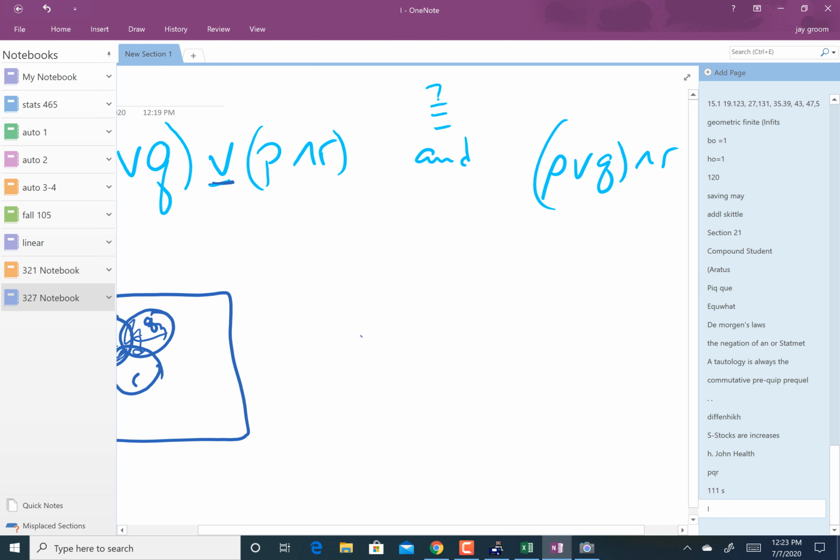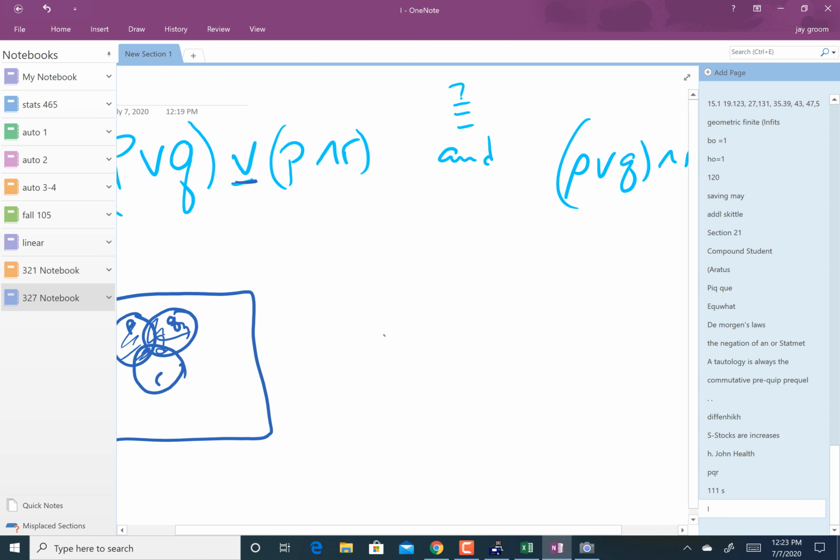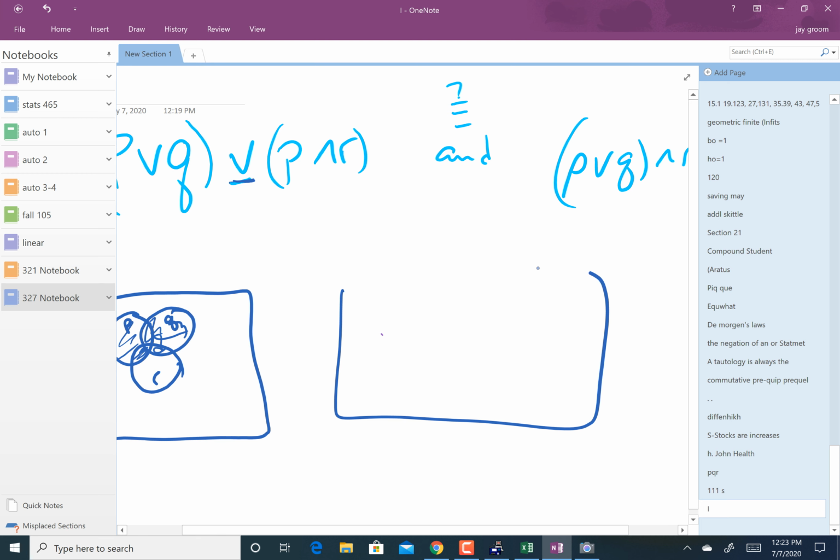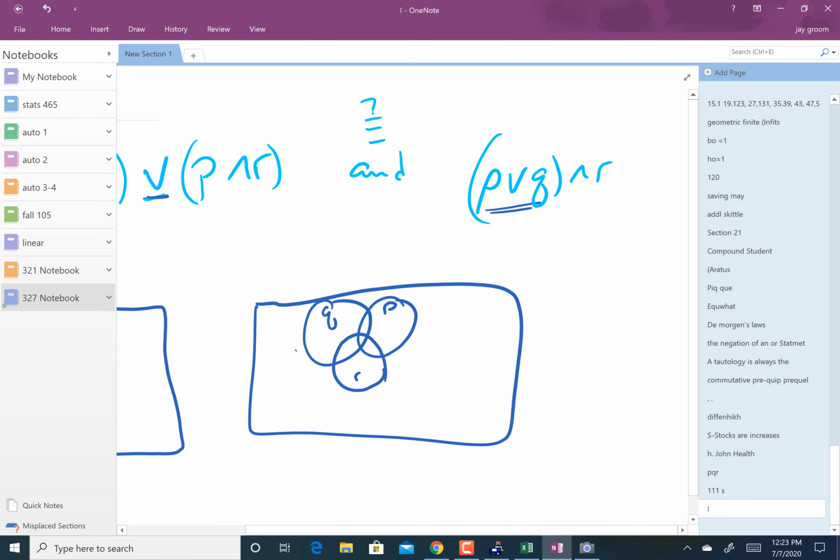All right. So P or Q. Oh, yeah, I did it right. It was just driving me crazy. Here we go. So this says take P or Q, which again is the top two circles. And where do those intersect with R? Oh, that's that right there.